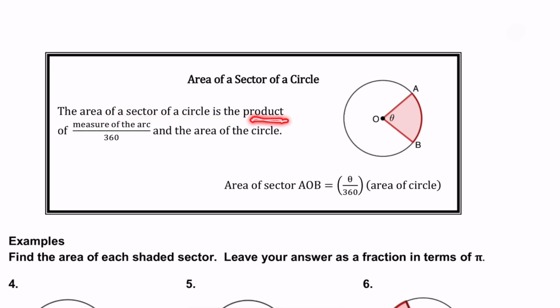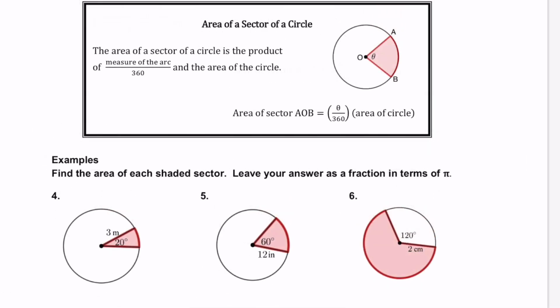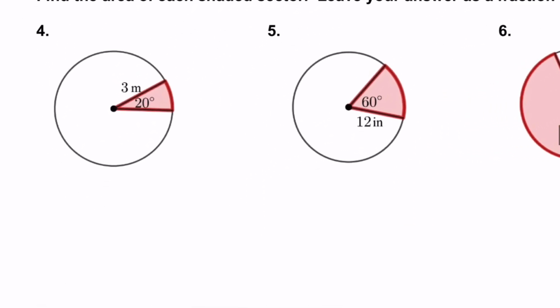We're going to multiply the measure of the arc, so whatever this angle is, divided by 360, which is how much is in the whole circle, and then times that by the area of the circle. So this is a lot like the arc length that we talked about last time. So let's look at number 4.